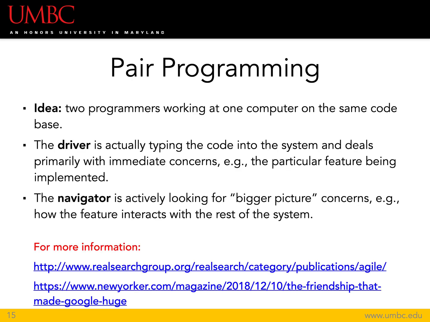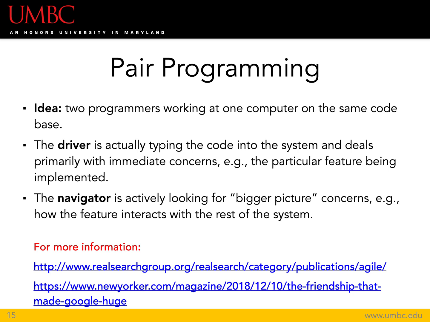All right, going back to code review processes, the next one on the list is pair programming. The idea behind this is that you would have two programmers working as a pair at a single computer terminal, right? And one of those programmers is going to have the keyboard and mouse in front of them, and they will be considered the driver. They'll do all of the actual typing of the code into the system, and they will deal with all of the immediate implementation concerns. So what is the variable name that we will use for this particular variable in this particular feature that we're implementing right now?